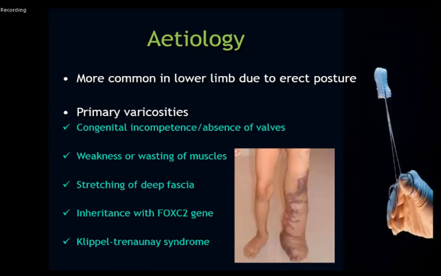So in the lower limb, the main etiology is erect posture, and there are also primary varicosities, in which there is congenital incompetence or absence of the valves, weakness or wasting of the muscles, or stretching of the deep fascia, or inheritance with the FOXC2 gene. And the other condition, Klippel-Trenaunay syndrome. In these conditions, there are more chances of varicose veins formation.